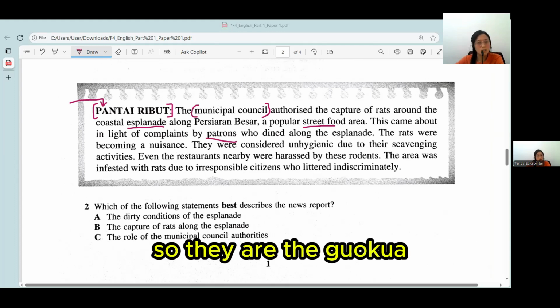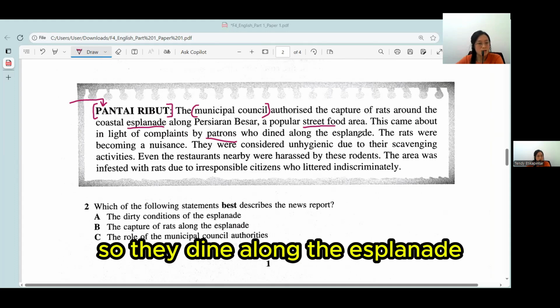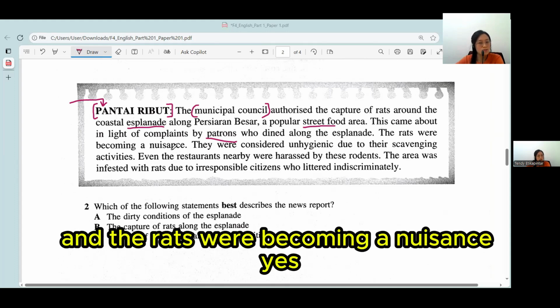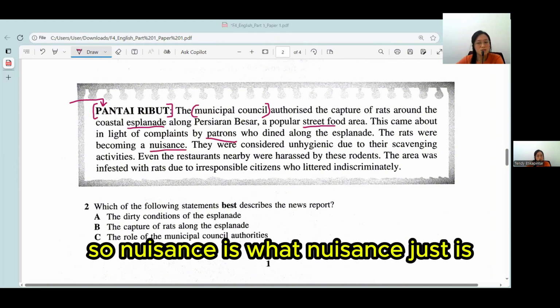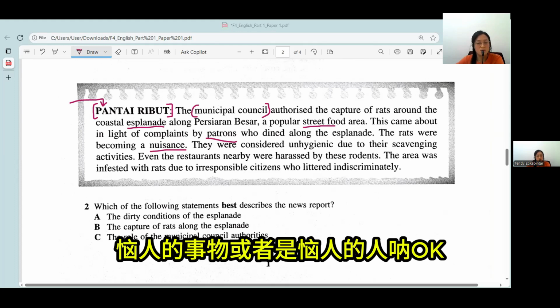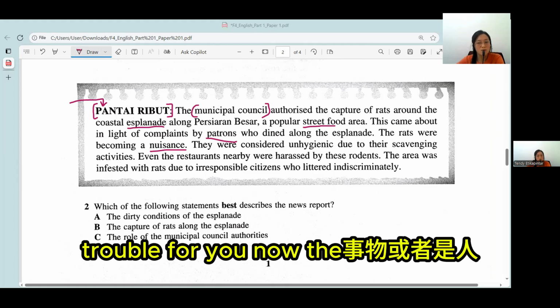So they are the 顾客, the 老顾客. 老顾客 are called patrons. Alright? So they dine along the esplanade and the rats were becoming a nuisance. Yes, it becomes a thing that makes people annoyed. So nuisance 是什么？nuisance 就是恼人的事物，或者是恼人的人呐。Okay, it's something or someone that annoys you or causes trouble for you.